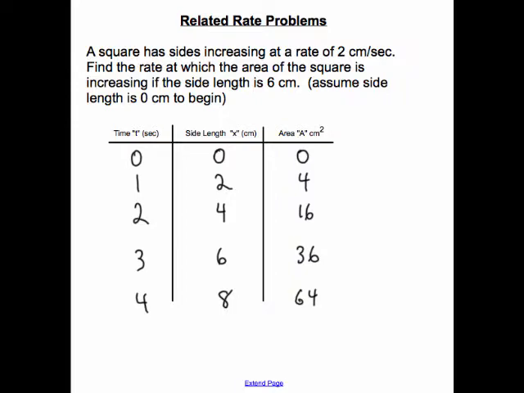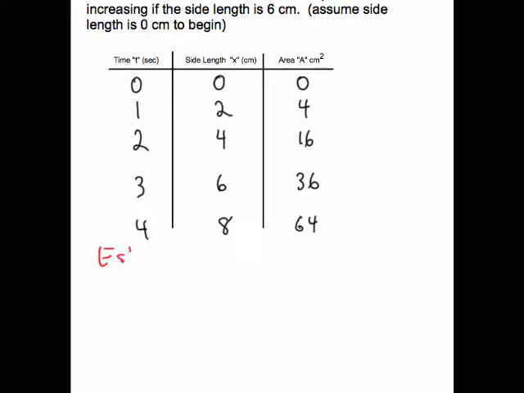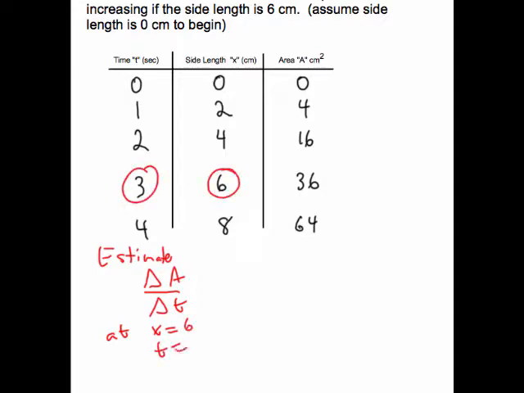And I've set up different times, 0 to 4 seconds. The side length is going up by 2 centimeters per second every second. And then I can calculate the area from the side length. So I'm going to estimate the change in area with respect to t at x equals 6, which by the way is when t is equal to 3, same thing.